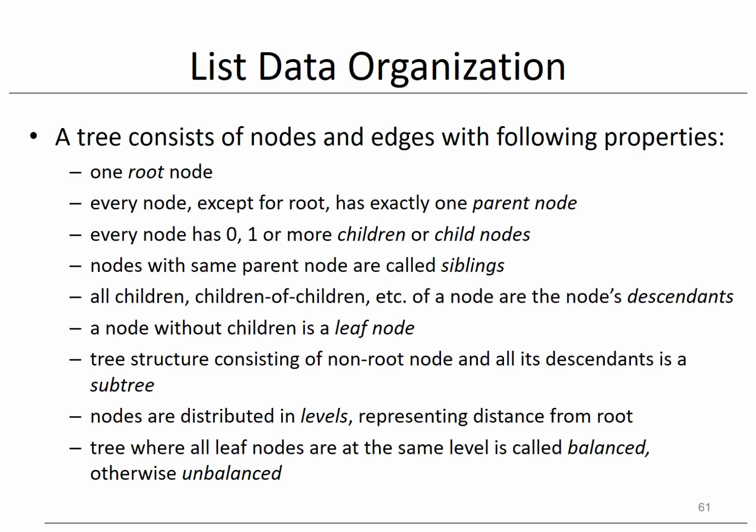The nodes are distributed in levels, representing the distance from the root. The root node has level 0. The level of a child node is equal to the level of its parent plus 1. All siblings have the same level. A tree where all leaf nodes are at the same level is called balanced. In that case, the path from the root node to any leaf node has the same length. If leaf nodes occur at different levels, the tree is said to be unbalanced.